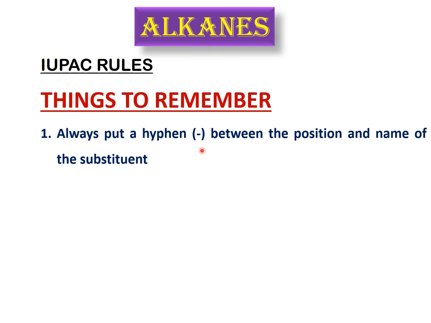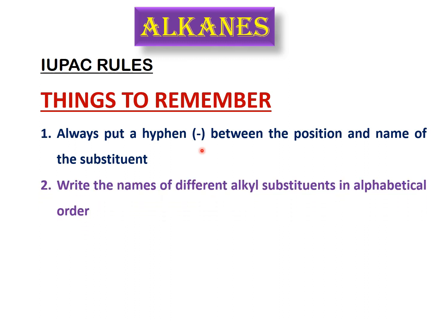These are certain things you have to remember while naming these organic molecules according to IUPAC system. If you have different alkyl substituents present in the molecule, then you have to mention them while writing the complete name of the molecule in alphabetical order, right? So if you have 2 different substituents, you have to mention the one that comes first in the alphabetical order before the one that comes after in alphabetical order.